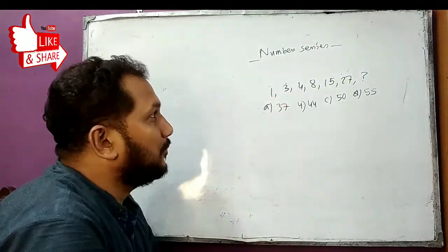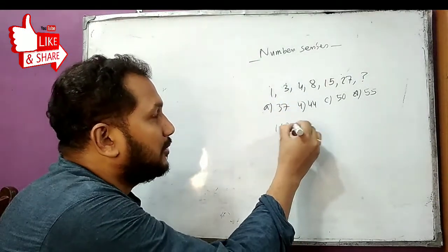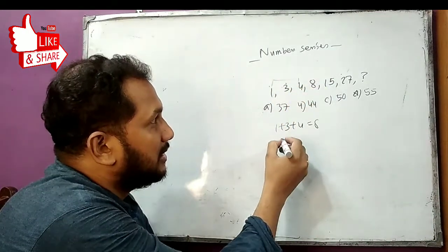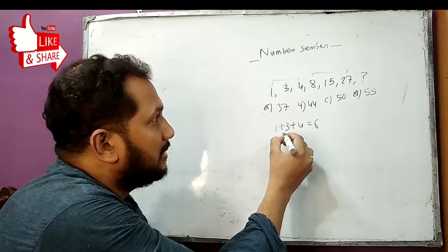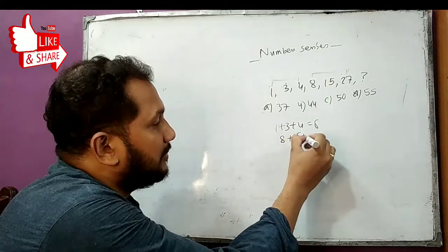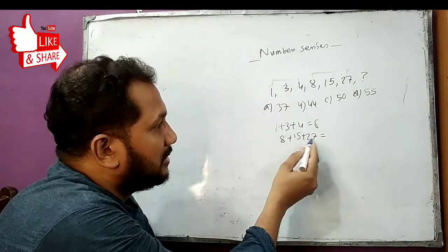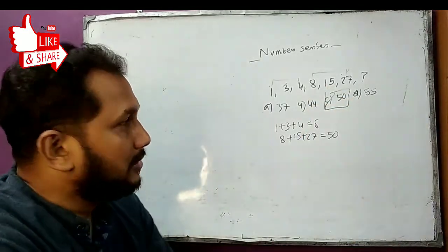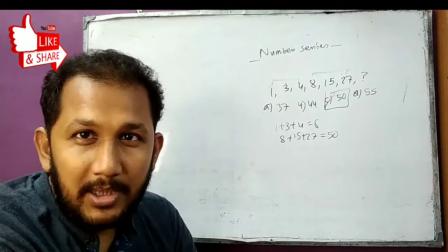1 plus 3 plus 4 equals 8. If you add the first three numbers, we get the result 8. Then again, if we add the next three numbers, that is 8, 15 and 27, we will get 50. So the answer should be 50.